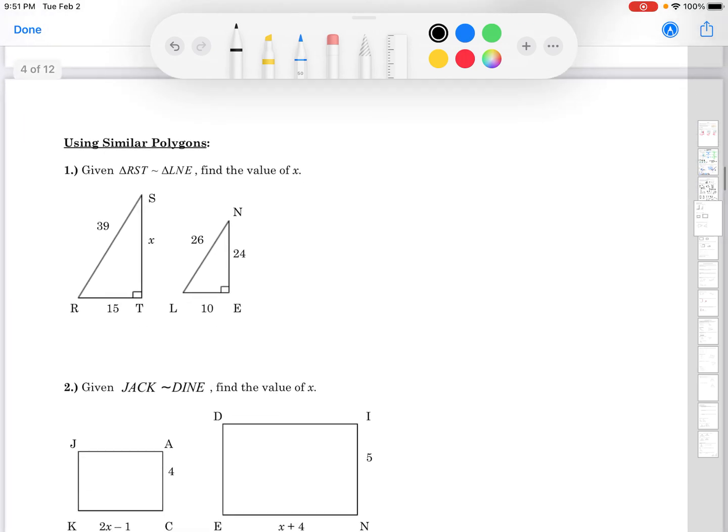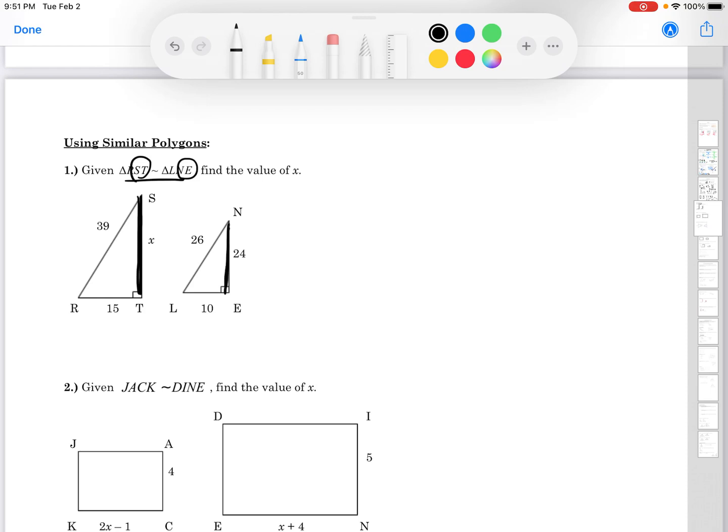Okay. Using our similar polygons, we can find missing information here. You're told that they are similar. We want to solve for x. Well, we're looking for x, which is side ST. ST is the last two letters, so we have NE here. Okay, so we're definitely going to compare those two sides together.